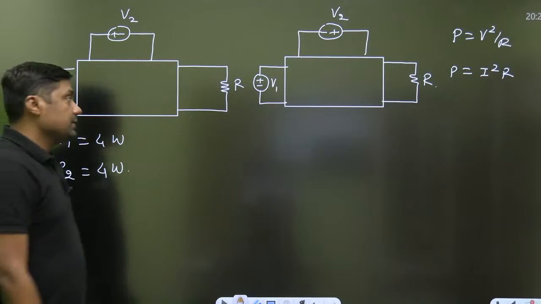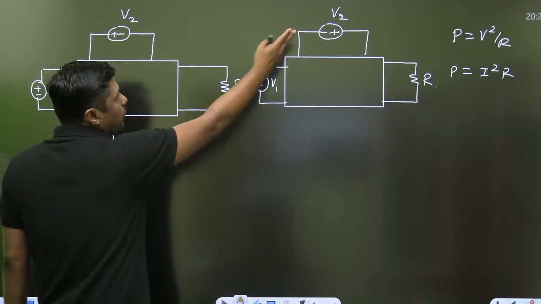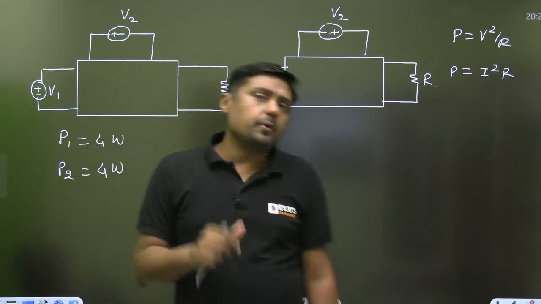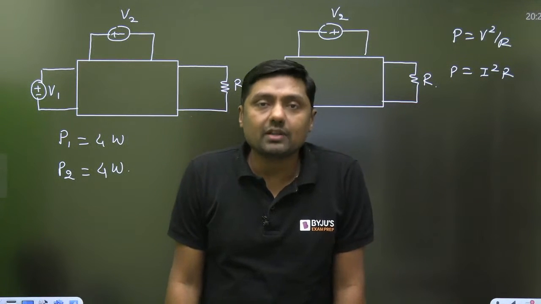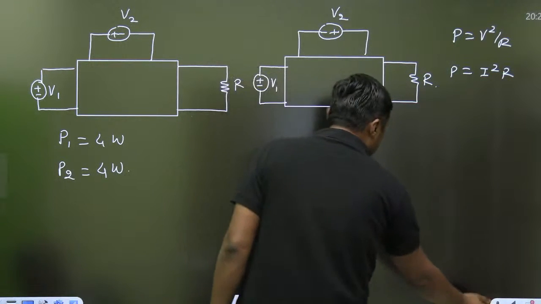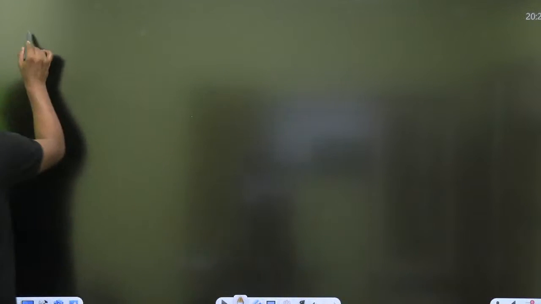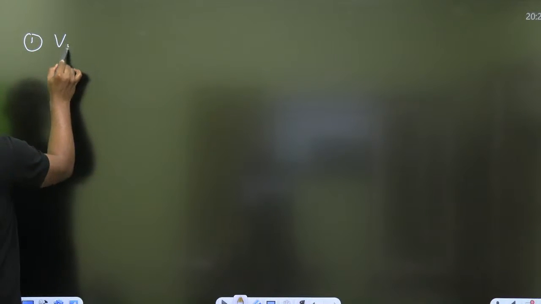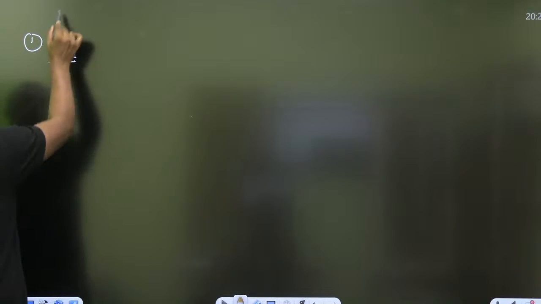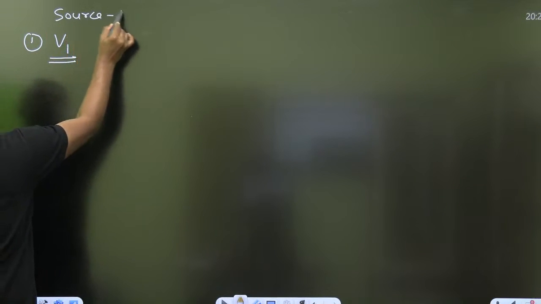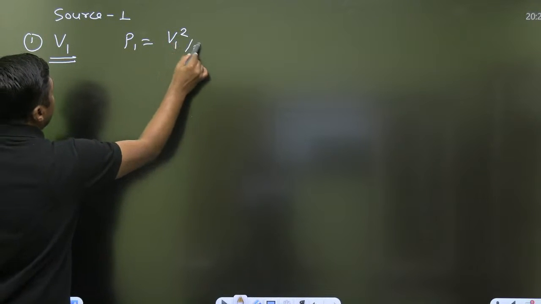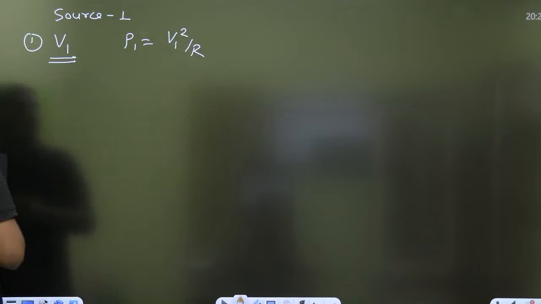Okay, but there may be the possibility that the polarity is reversed. We can't apply the superposition theorem to power calculation. Then how can we calculate? Always remember, first let the voltage be V1. Because of the superposition theorem, let V1 be the voltage across R because of source 1. Then what will be the P1? V1 square by R.